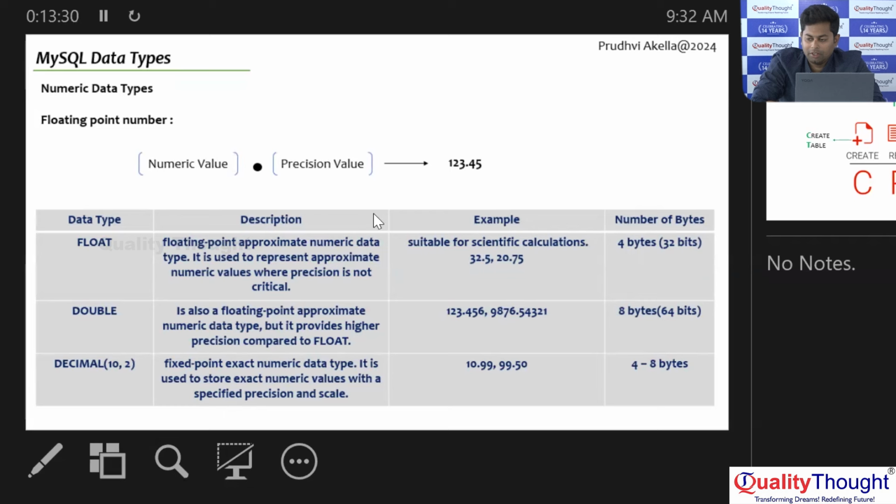Are you all following what I am saying? Wherever you see a dot and then a number after that, we call that a precision value, as simple as it is. So usually floating point numbers will have a precision value. We call them floating points. Floating points means you don't have control over it.